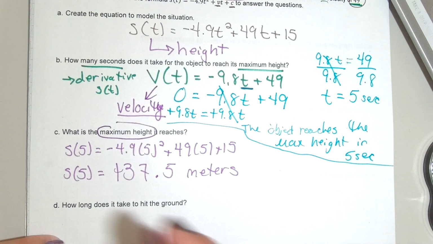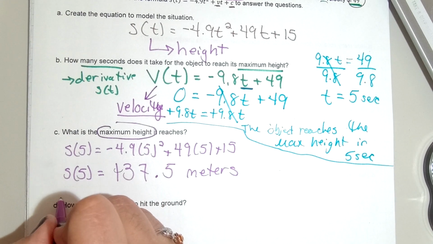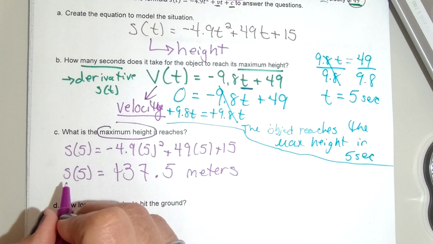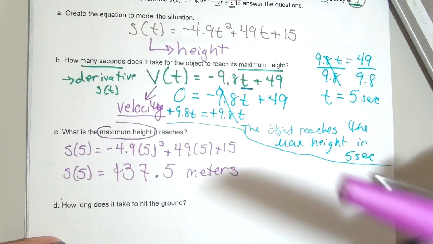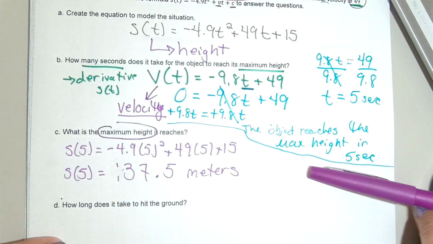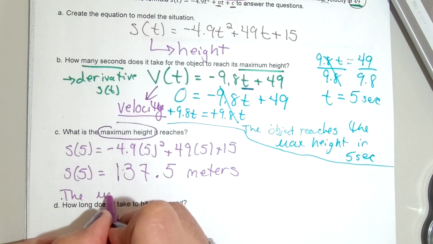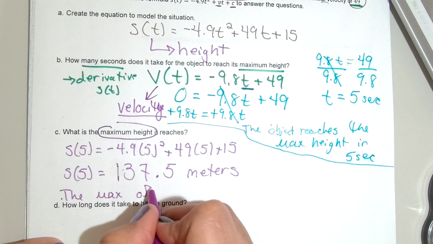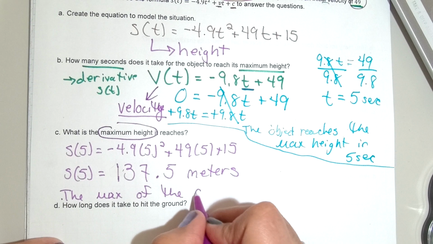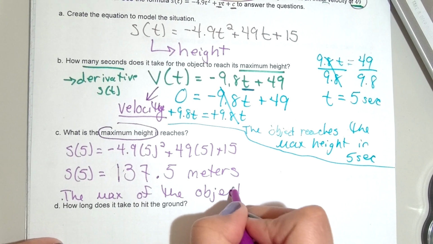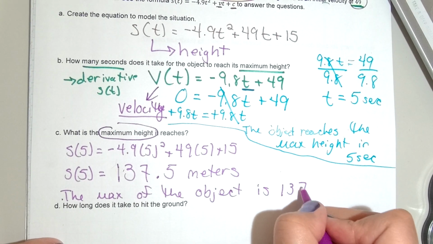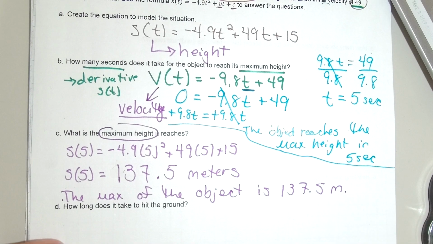Don't forget to write your little statement. So, yes. The max height of the ball, or the object, it's not a ball, is 137.5 meters.